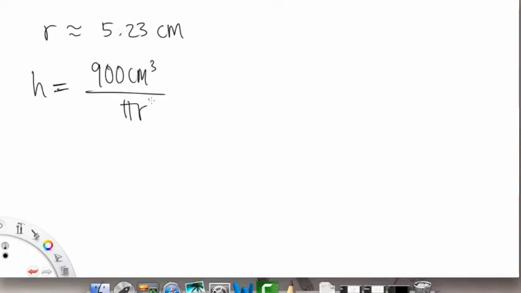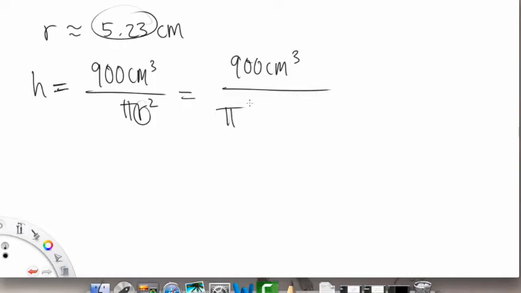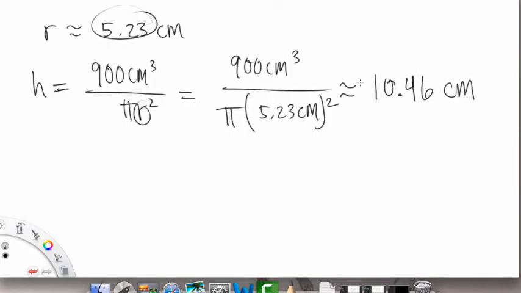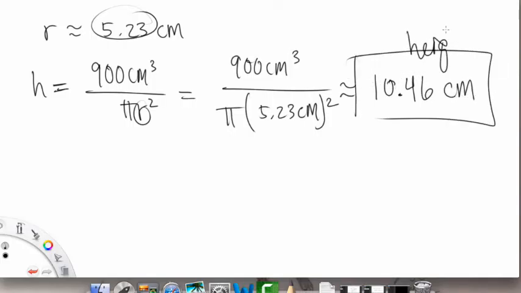So r is about equal to 5.23 centimeters, and now in order to figure out the height, we can use the formula that we used to eliminate that variable originally from the surface area formula, which was 900 centimeters cubed over pi r squared. If we plug in 5.23 centimeters for this r, we get 900 centimeters cubed over pi times 5.23 centimeters, quantity squared. This gives us about 10.46 centimeters. That's our height, and the 5.23 centimeters is our radius.